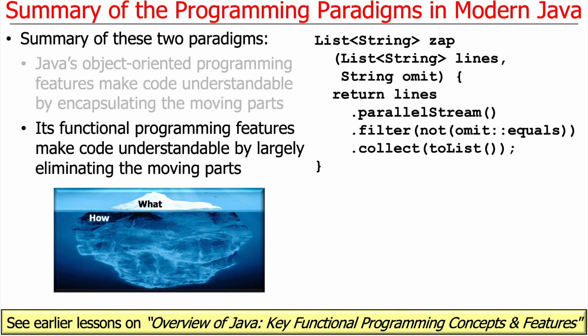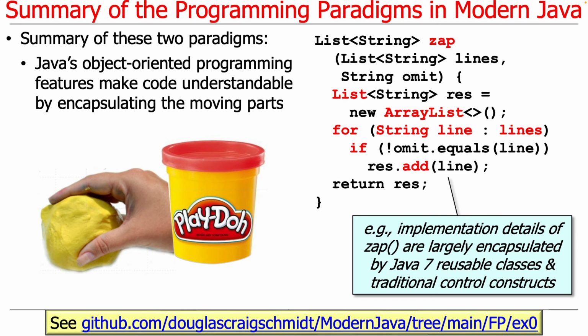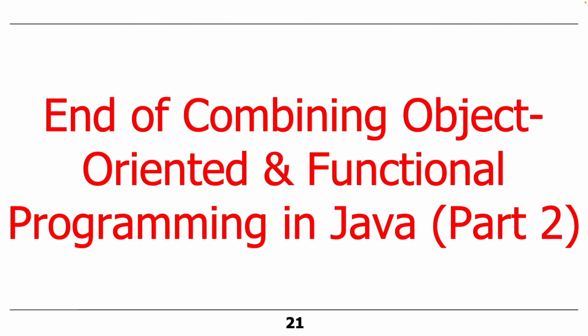In contrast, Java's functional programming features help to make code more understandable by largely eliminating the moving parts. And once again, we saw this in the EX0 case study when we looked at the modern Java implementation of the zap method, whose implementation avoids explicit use of Java's control constructs. You can see here we've largely eliminated the moving parts, whereas the previous implementation emphasized those moving parts, even though they were encapsulated. So that wraps up the second part of our lesson, talking about the benefits of combining object-oriented and functional programming in modern Java.